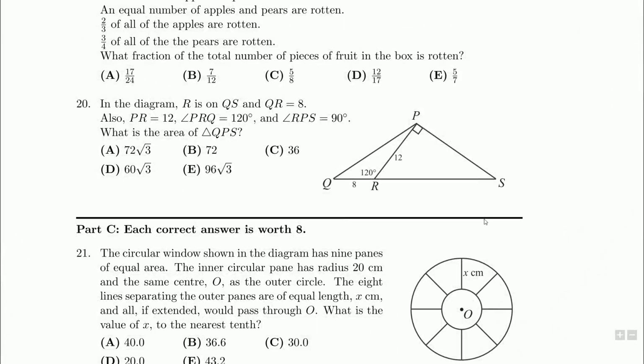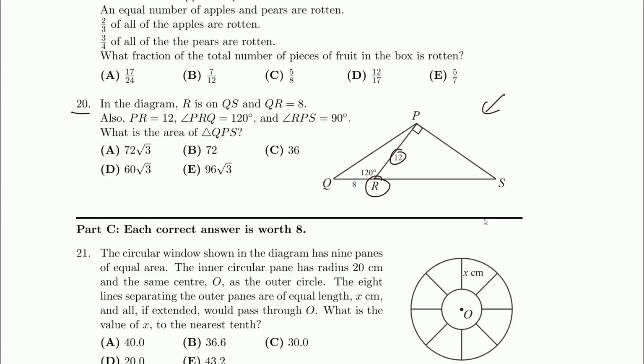We're looking at question 20 on the 2008 Cayley paper. In the diagram, R is on QS and QR is 8. Also, PR is 12, PRQ is 120 degrees, and RPS up here is 90. What is the area of QPS? So the whole triangle.